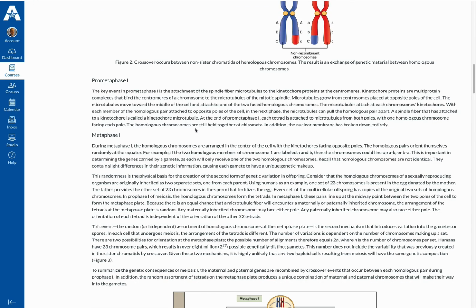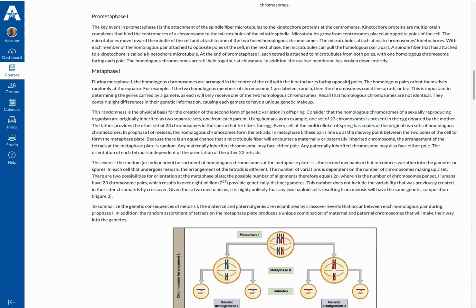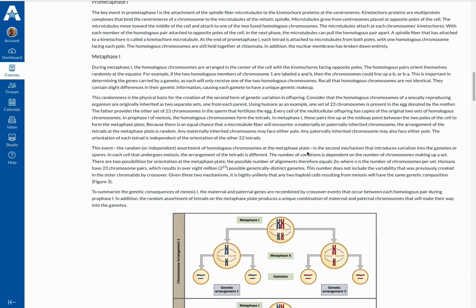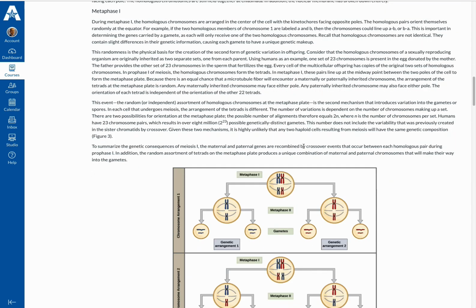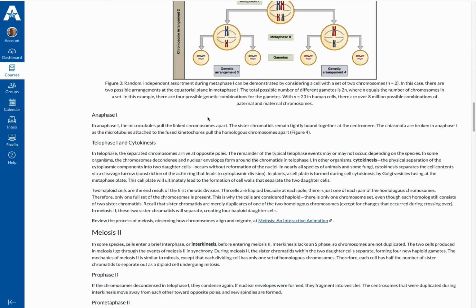And then all of these chromosomes randomly align in metaphase. This again contributes to that genetic diversity. And in anaphase, this is really important, the homologous chromosomes are separated into two separate cells. So homologous chromosomes are separated in meiosis 1, specifically in the anaphase.